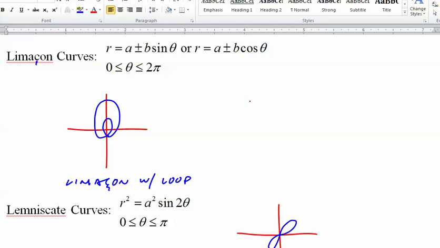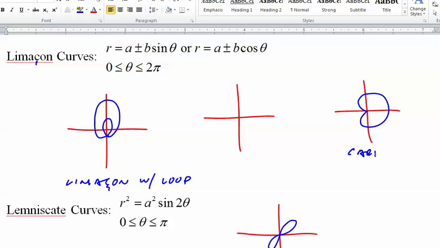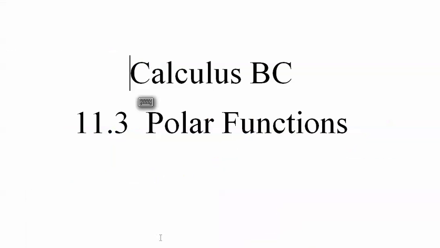Do a couple more limaçons. This is the cardioid one. It almost looks like a heart, hence the name cardioid. And the dimpled one just never quite gets there. It looks like a heart, but it doesn't get all the way down, so it's a dimpled limaçon. Notice a cardioid is a type of limaçon, and so on and so on. So, got a lot going on. As I always like to say, happy mathing.